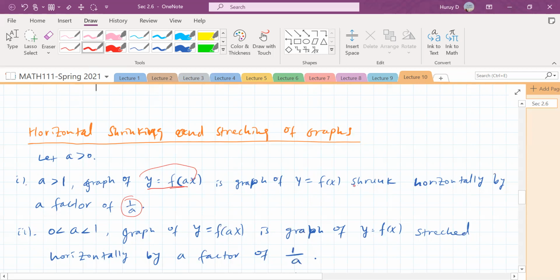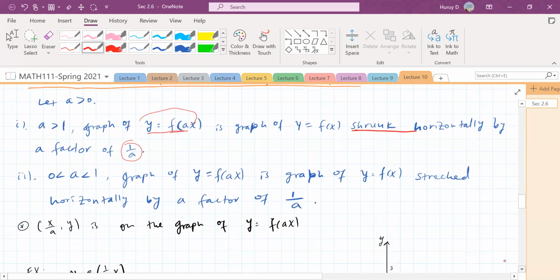So we have y equals f of a times x, and the graph of this function is the graph of the parent function shrunk horizontally by 1/a. Okay, so here it's shrinking horizontally. And if a is between 0 and 1, then the graph is the original graph stretched horizontally by a factor of 1/a. If a is greater than 1, it's shrinking by 1/a horizontally.